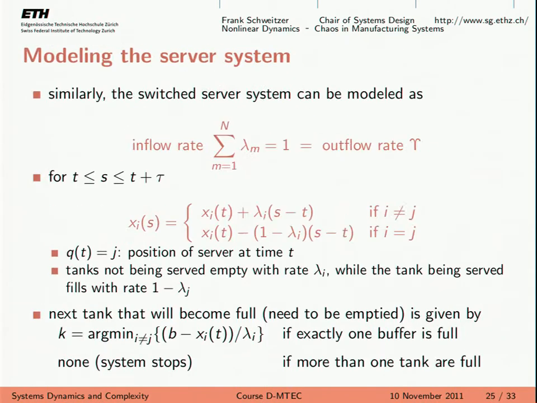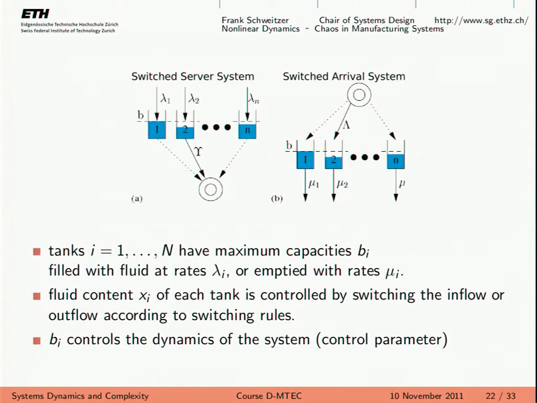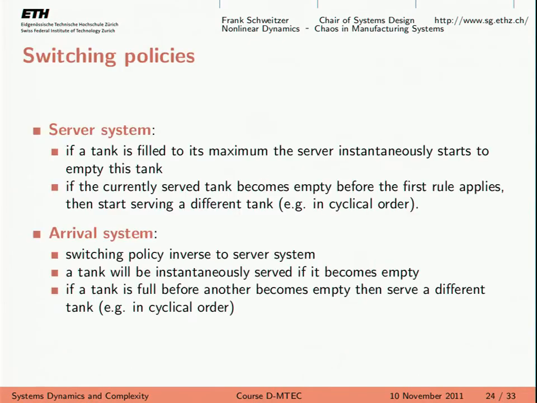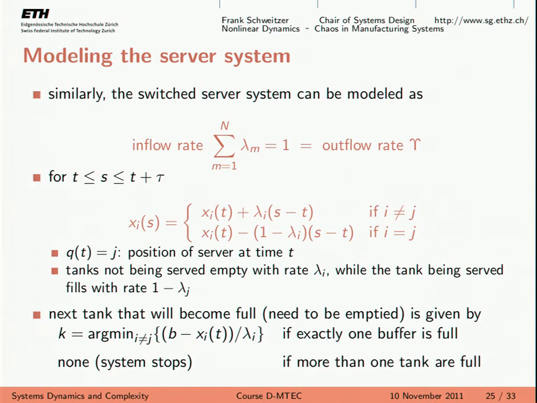Is there a picture about that somewhere? Yes, this one. We're looking at the switched server system. So all the buffers get filled at their own idiosyncratic rate, lambda 1, lambda 2, and so on. Then they get emptied by this dot, which is the server. It's kind of two concentric circles. So they get emptied, right? And the inflow rate of all the buffers is simply the sum of their individual filling rates. And that, we postulate, should be equal to the outflow rate, to the speed of how fast the server empties them.